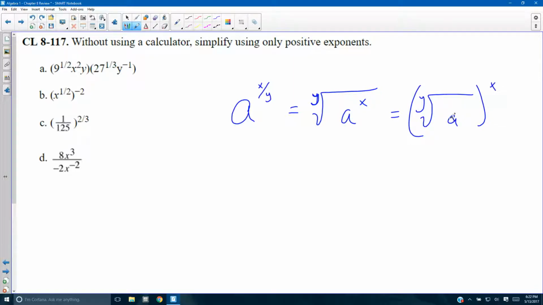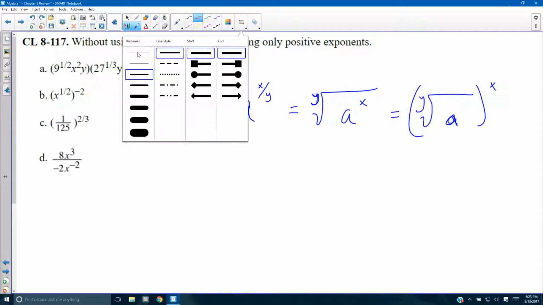What that means is I can either take a and raise it to the x power first, and then take the y-th root of that. You're wondering why I'm saying y-th root, what that means. I'll get to that with real numbers. Or I can take the y-th root of a first, and then do x second. Does it matter which order? No. Just make sure you know what you're doing with it.